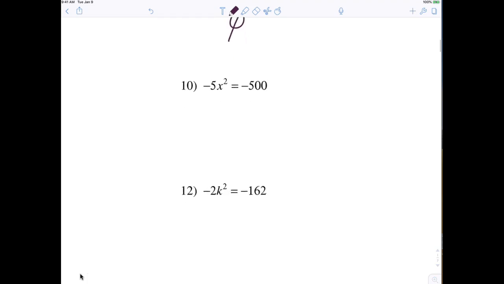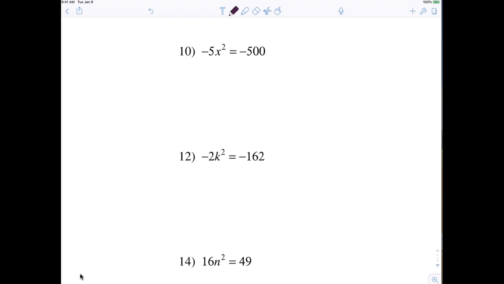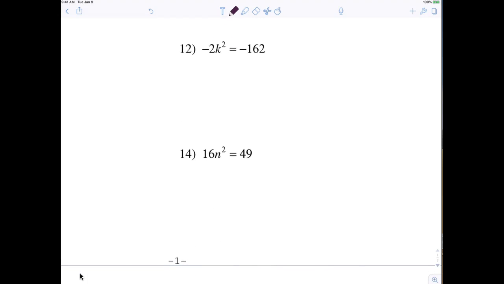All right. Now, number 10. First thing we have to do is what? Yeah, divide by negative 5. So x squared is equal to 100. That's the first step I want you to do. Now, some of you are smart enough, you just automatically said plus or minus 10. That's also good. So x is equal to plus or minus 10. Now, for question number 12, k squared is equal to what? 81. And so k is equal to plus or minus 9.